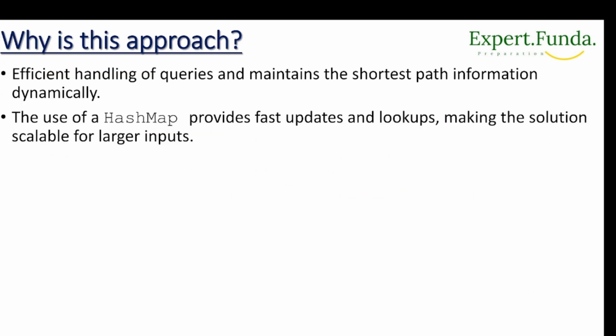So why are we going to use this approach? Because this approach will efficiently handle the queries, and it will maintain the shortest path dynamically. Each time we will update the hash map, because the use of the hash map provides faster update and lookup, right? And that makes this scalable for larger inputs. You can put any number of records in the hash map.